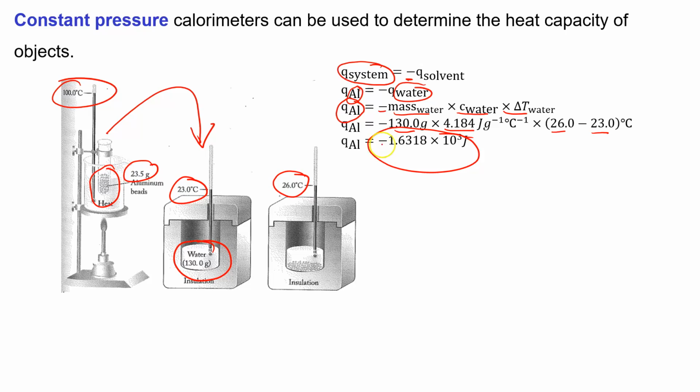We know this was a heat loss because we've got a negative sign there, and also the temperature decreased from 100 down to 26, so it makes sense that the aluminum was losing heat. Okay, so how does that help us get the heat capacity of the aluminum?